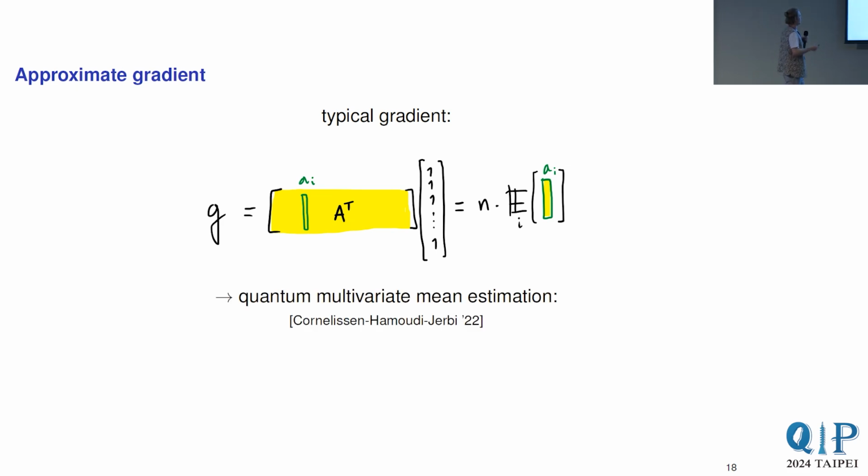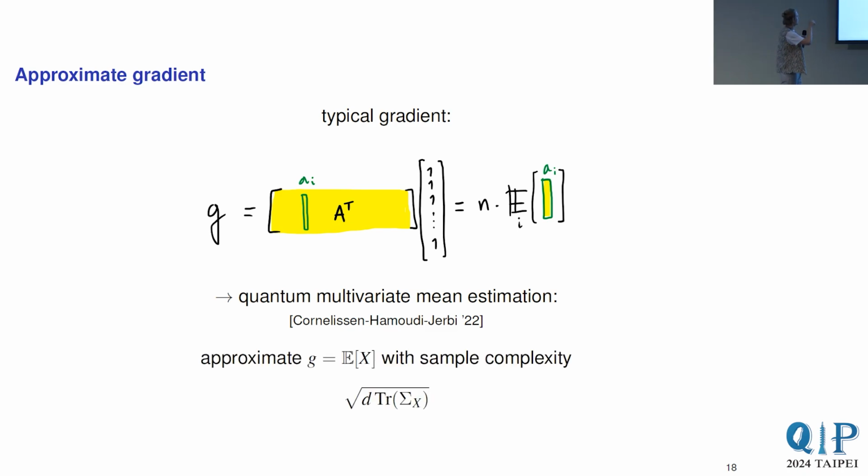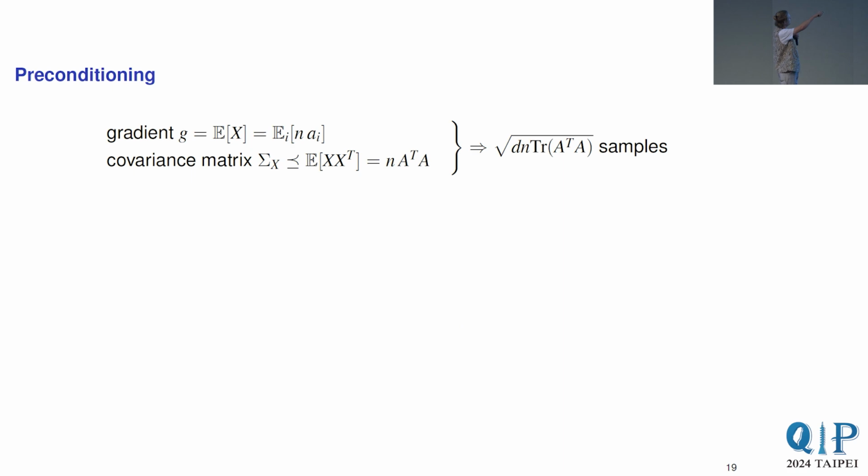So what can we do? We can do quantum multivariate mean estimation. Again, this connects with the previous talk. There's this triplet of rising stars, Cornelissen, Hamoudi, and Jerbi, in 2022, who proved that you can approximate this expectation, this gradient, using a number of samples, where x is just a uniformly random constraint, so it's easy to sample, of square root of d times the trace of the covariance matrix. The gradient g is this thing here, and the covariance matrix is easy to bound by n A transpose A, where A transpose A again is the Hessian. Filling this in, we get square root of d n times trace of A transpose A.